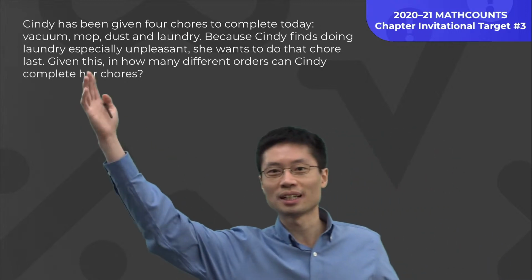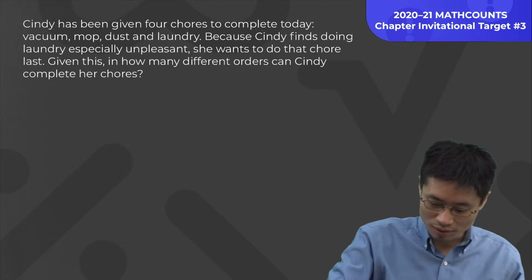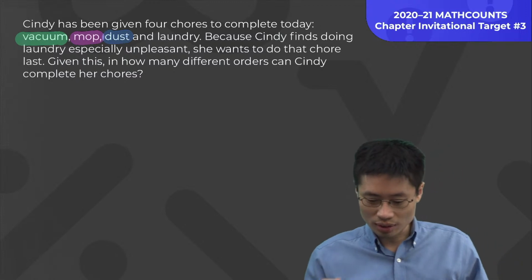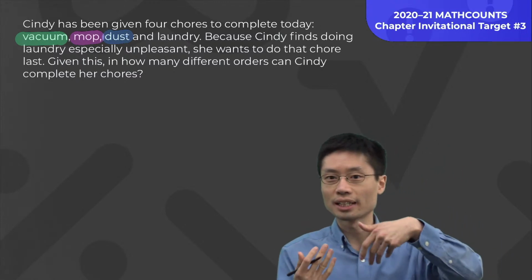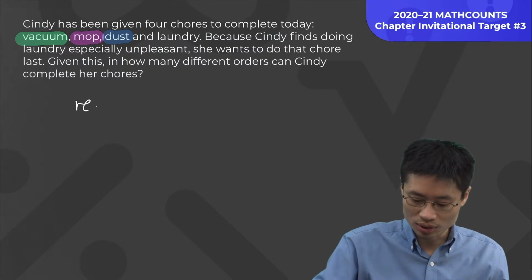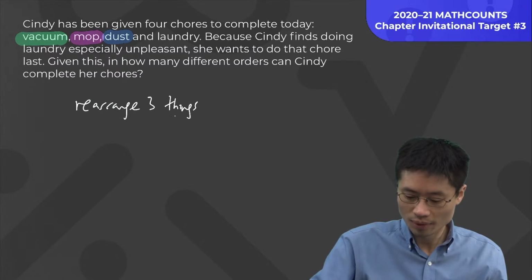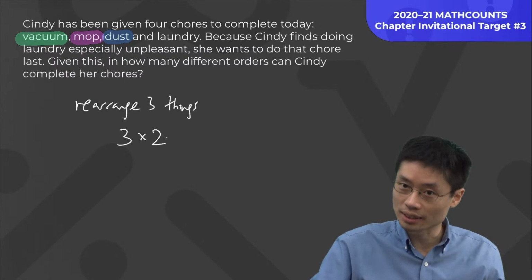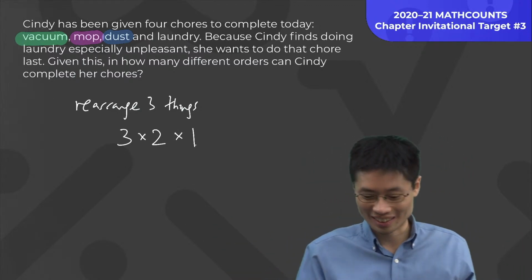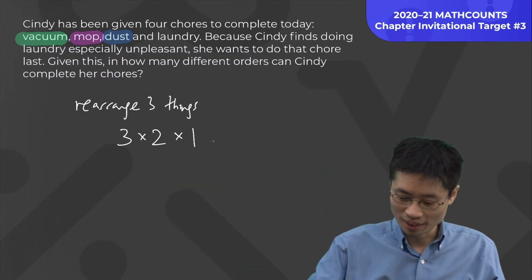So if I vacuum, mop, dust, and laundry is last, I just need to rearrange the three things, right? So I've got vacuum, mop, and dust. Those three things will go in some order, and that's three different things to rearrange. 3 times 2 times 1 is the number of ways to rearrange three things. 3 ways to decide which one goes first, 2 ways to decide which one goes second, and 1 way, there's only one left to go last, okay? When I said 2 ways to decide what goes second, that's because you already stuck one of them first. So that's 6.